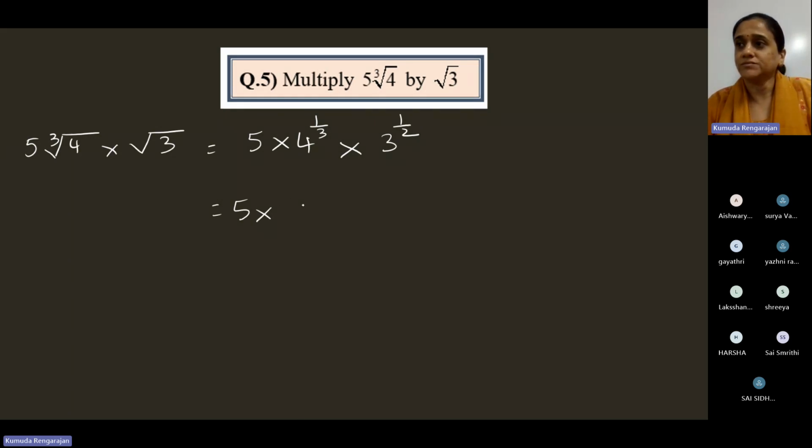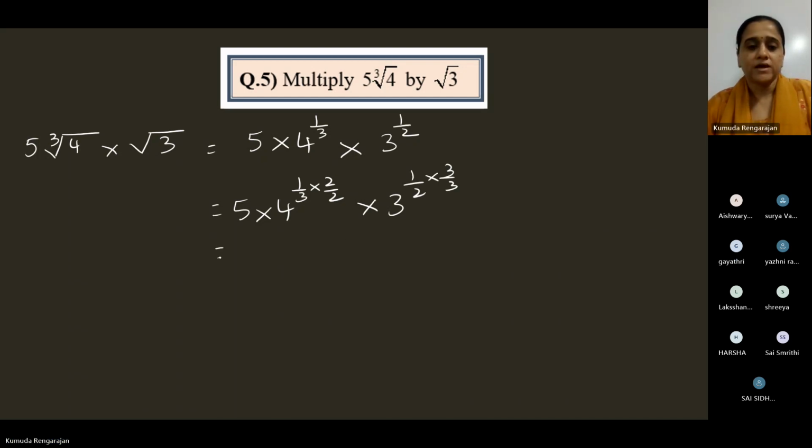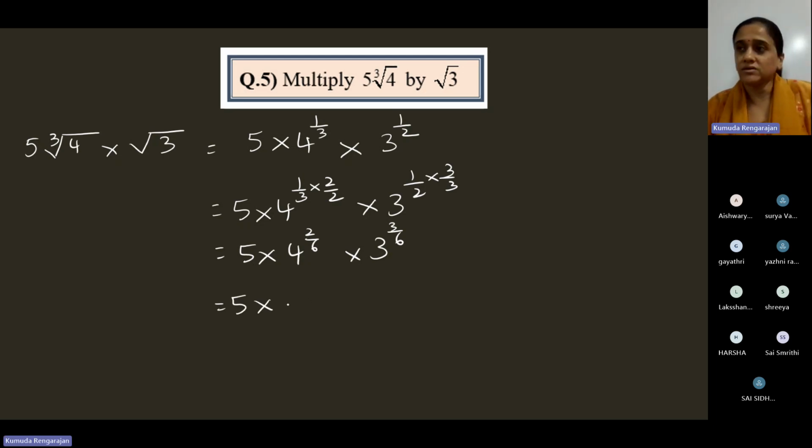So 5 into... here multiply and divide by 2, correct? Yes, ma'am. And here multiply and divide by 3. So it'll be 5 into 4 to the power 2 by 6 into 3 to the power 3 by 6. And 2 by 6 can be written as 2 into 1 by 6. So it will be 4 square, the whole power 1 by 6, into 3 cubed, the whole power 1 by 6.